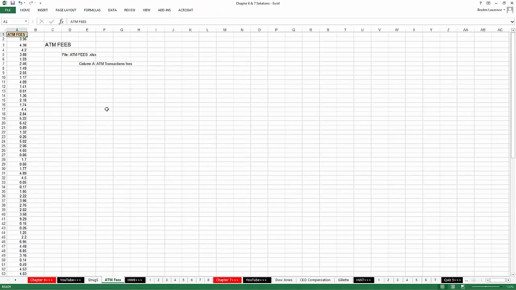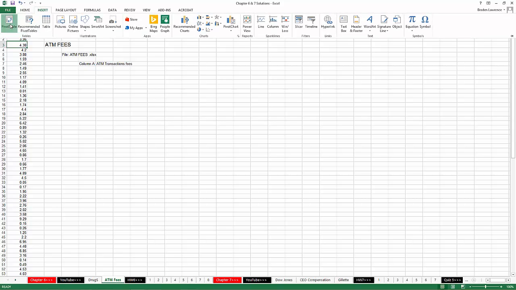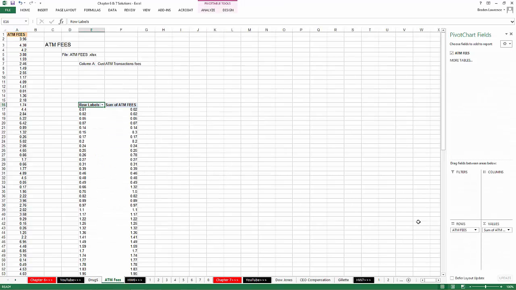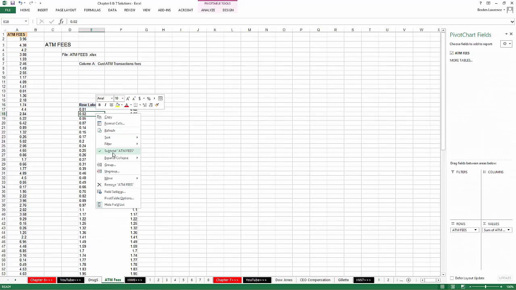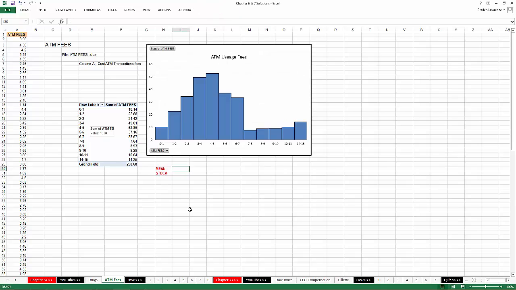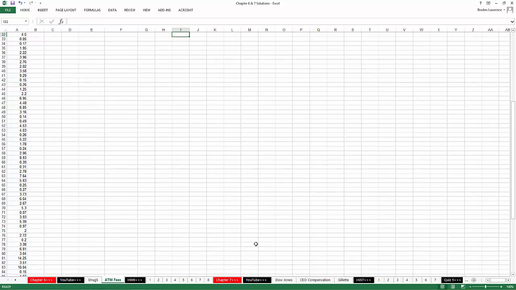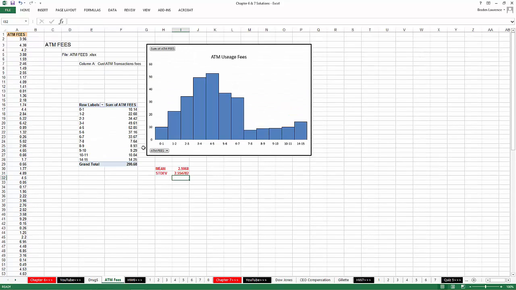Again, we'll produce a relative frequency histogram for these data using pivot table and a bar chart. Okay, now we'll find the mean using the average function, and we'll find the standard deviation using the STDEV.S. Alright, so there's your mean and your standard deviation.